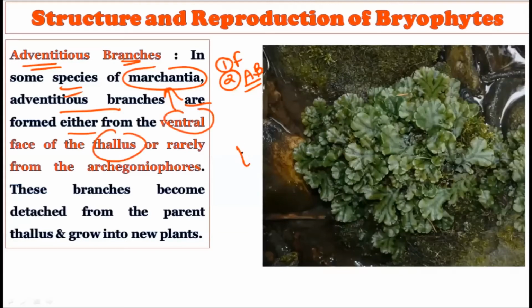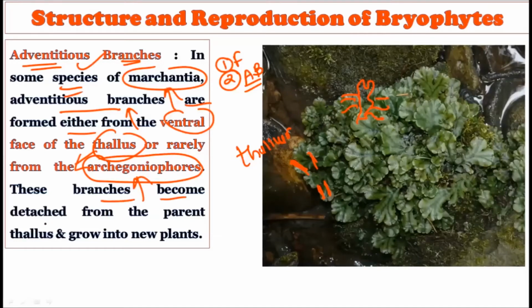From the thallus's ventral side, from its back side, the adventitious branches are created like this. Not from the dorsal side but from the ventral side, the branches like this are created. Or they can rarely be created from the archigoniophore as well. Very important. If the archigoniophore is growing like this, from the archigoniophore these vegetative branches can come out as well. So these adventitious branches can be found on the ventral surface of the thallus or on the archigoniophore. Then these branches become detached from the parent plant and they grow into a new plant.